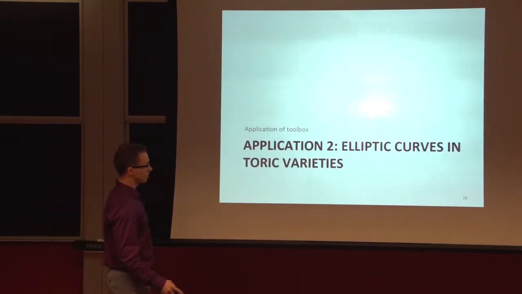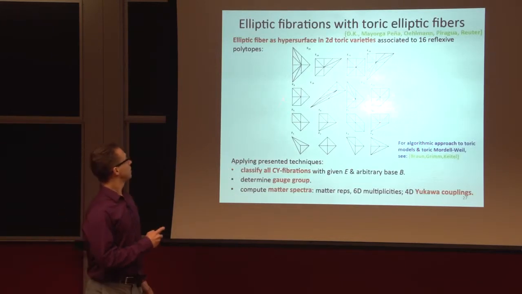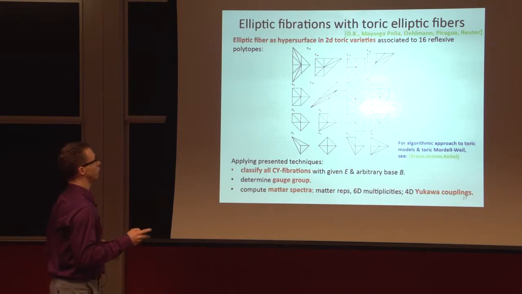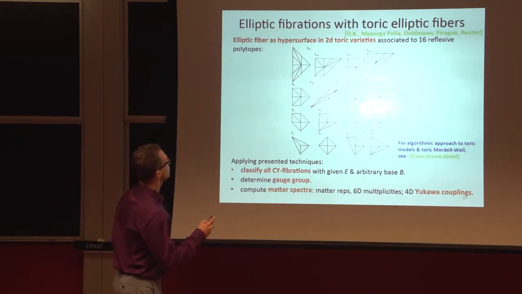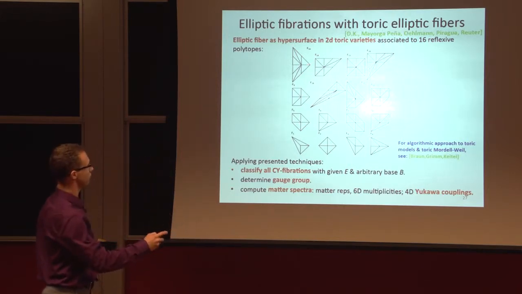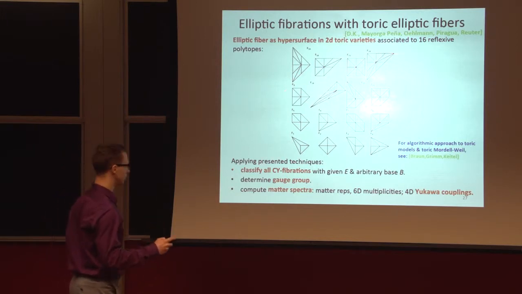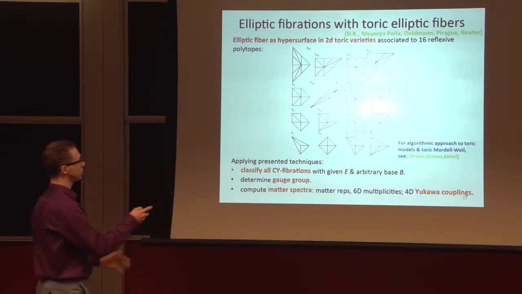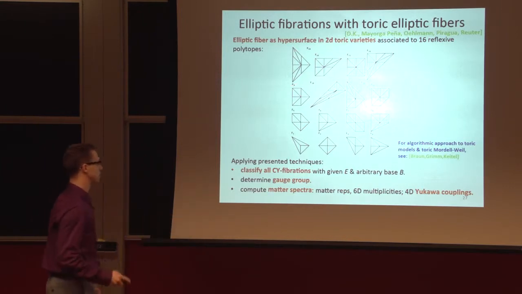Okay, so as a second application, let's consider elliptic curves that are hypersurfaces in 2D toric varieties. And let's look at those that are specified by the 16 reflexive polytopes. And let's apply, again, the program that I've just shown you to elliptic curves in these ambient spaces.